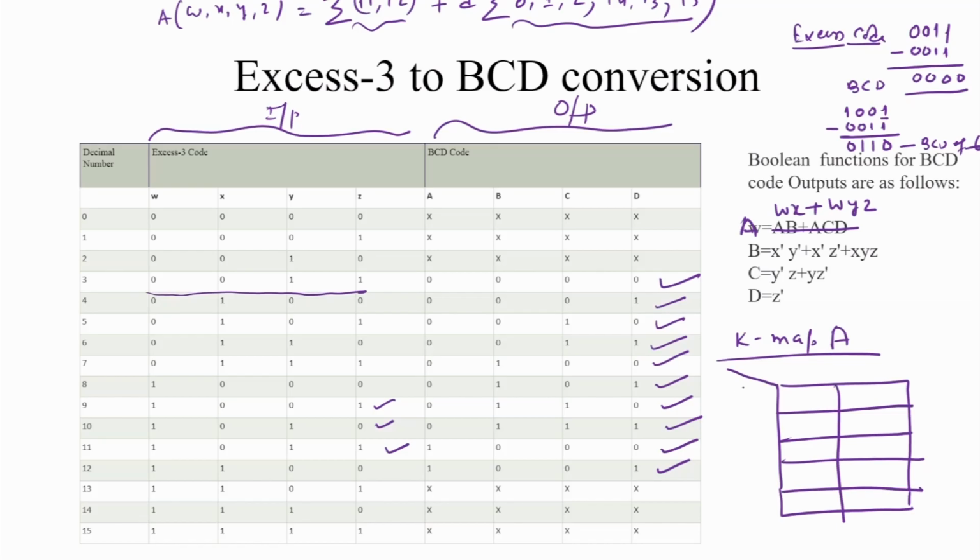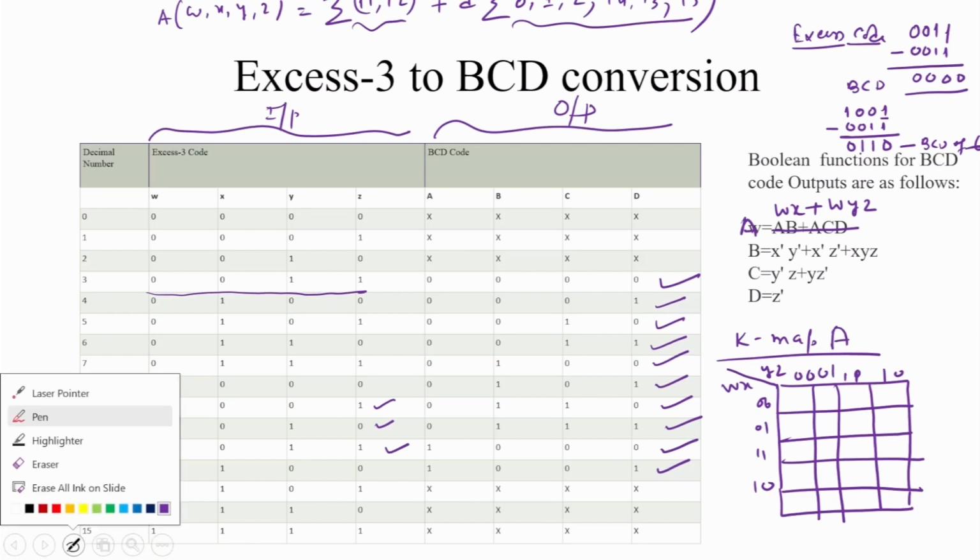Four cross 4 K-map. This represents what? W x y and z, 0 0, 0 1, 1 1 and 1 0. Similarly, this is 0 0, 0 1, 1 1, 1 0. Here we write a one extra term, simply we delete it.